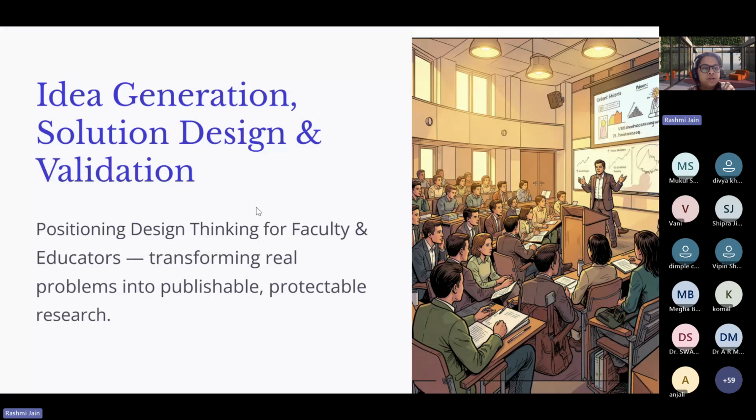So we are going to talk about the utilization of design thinking for faculty and educators, how you can transform the real problems into publishable and protectable research. So we should not think that it's a technique which is only usable for people who are into the technical domain or who are into the product domain.